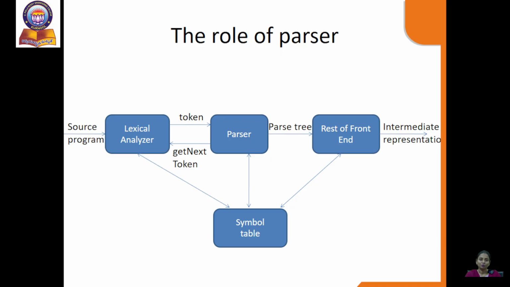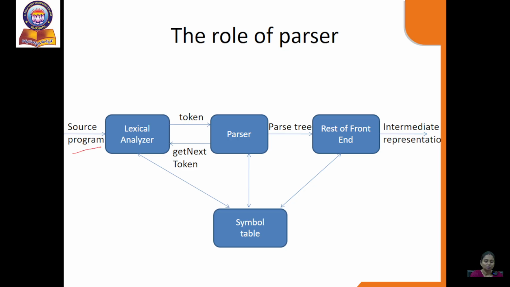Now we are going to discuss the second phase of the compiler design, the syntax analyzer. The role of the syntax analyzer is to construct the parse tree, taking as input what is produced by the previous phase, the lexical analyzer. The lexical analyzer has identified different tokens. These tokens will be given as the input to the syntax analyzer phase.